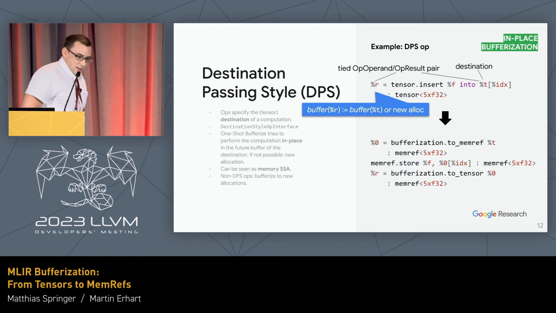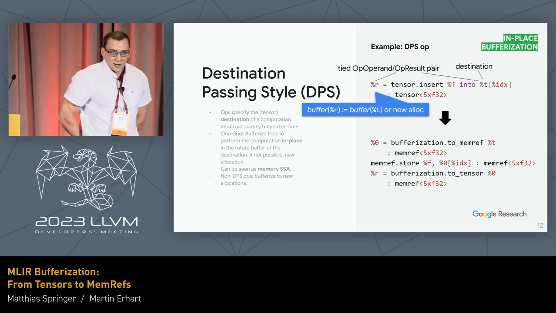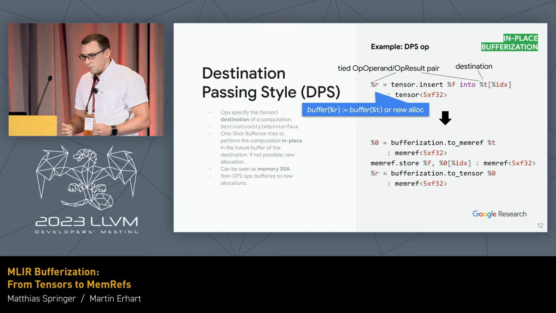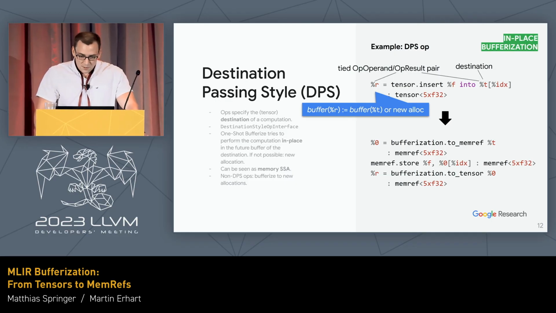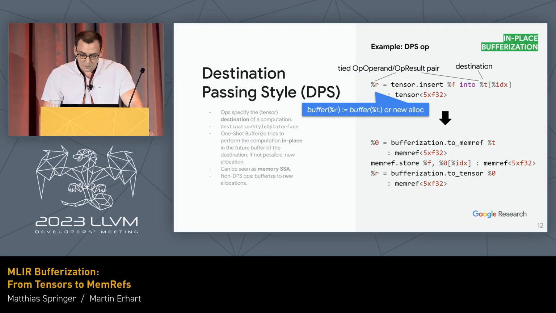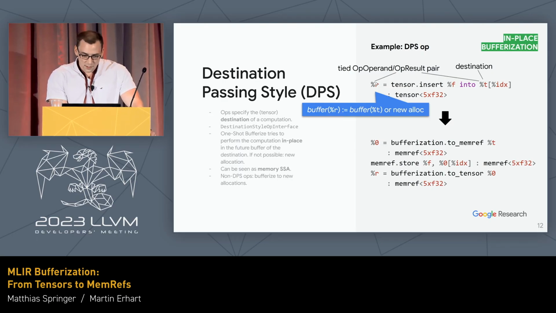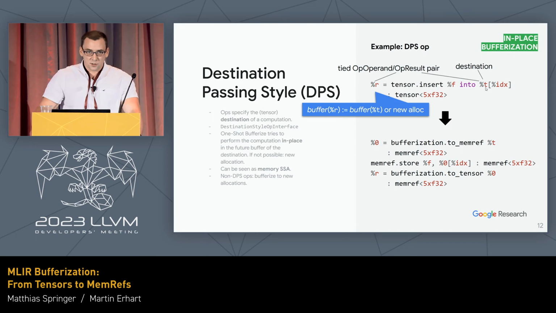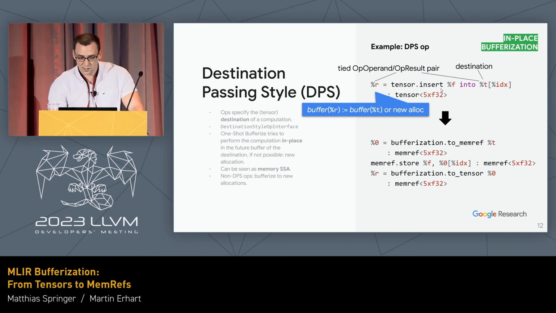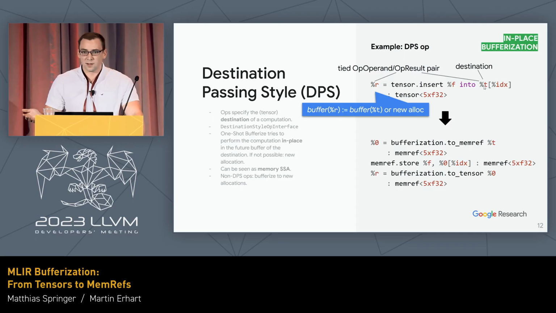So let me talk about destination passing style. That's really a type of op that the bufferization framework was designed for. Ops that are in destination passing style have one thing in common: they have a relationship between op results and op operands. In this example, the tensor result of this tensor insert op is tied to the tensor op operand. What that means is that after bufferization, you're guaranteed that the result %r will be in the same buffer as %t or in a brand new buffer.